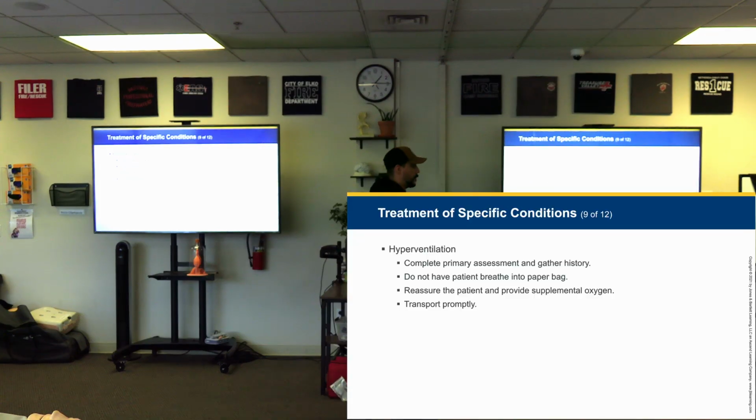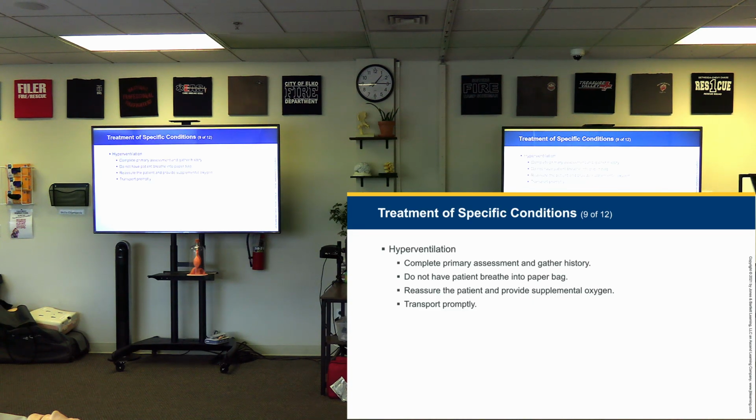Don't have them breathe into a paper bag. That's counterproductive, right? We want to make sure we're oxygenating. If they're just rebreathing CO2, yeah, it might balance out whatever alkaline they have, but they still don't have oxygen circulating, okay? Reassure the patient, provide oxygen, transport promptly.